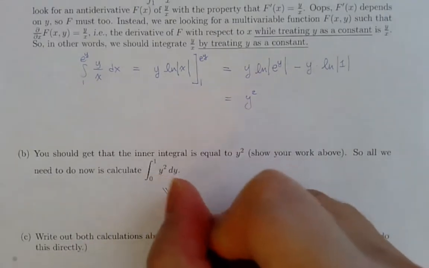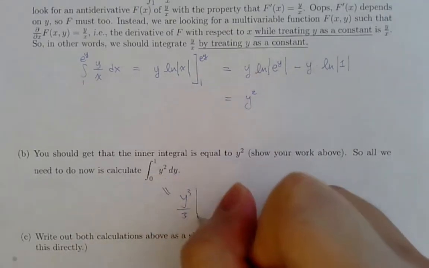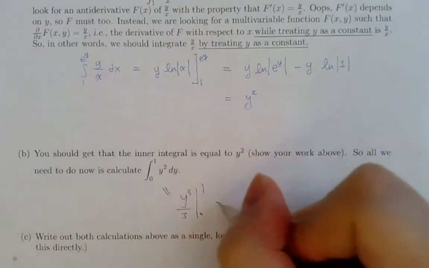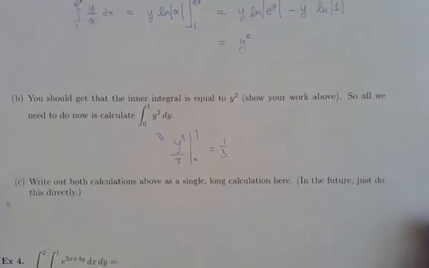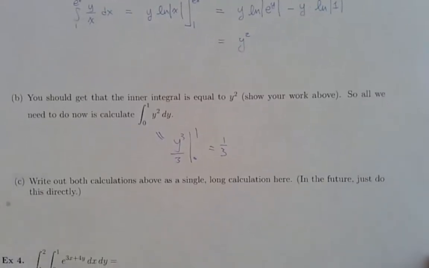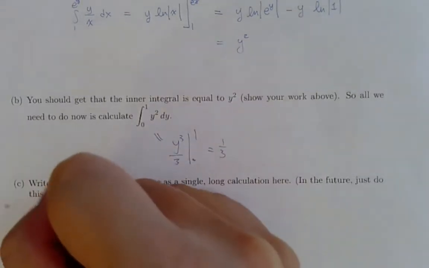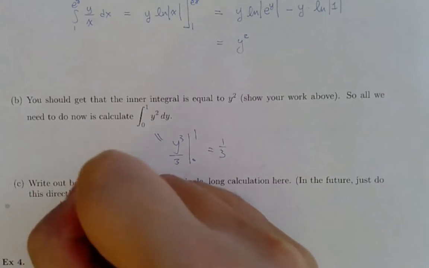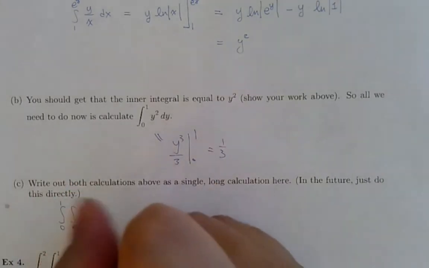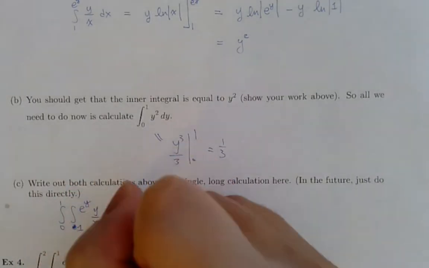And you know this one. This is y cubed over 3, evaluated from 0 to 1. That's 1 over 3. Okay. The thing I wanted to teach you is you can write all of this out in a single line. So we were calculating the integral from 0 to 1, integral from 1 to e to the y of y over x dx dy.